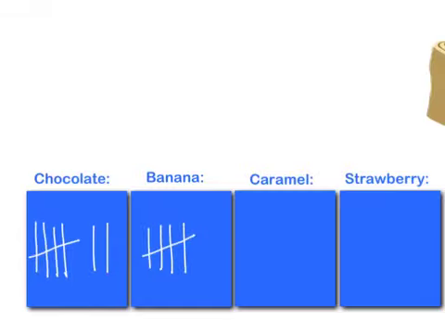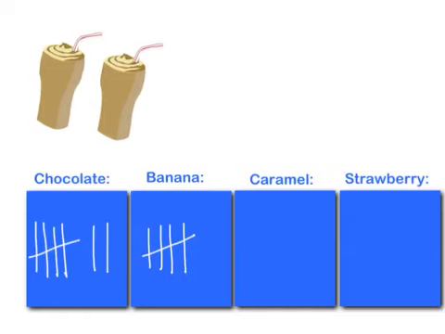Alright, so I've carried over our chocolate and banana onto our table here. Now we're going to do caramel. That's it for caramel. So that should be pretty quick. Pause here, do a quick tally, and then you can come back and check. Alright, let's have a look at this. That's it for caramel.